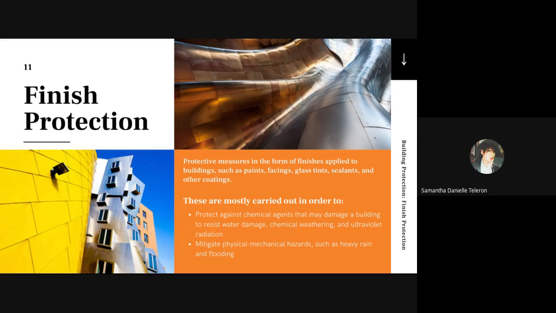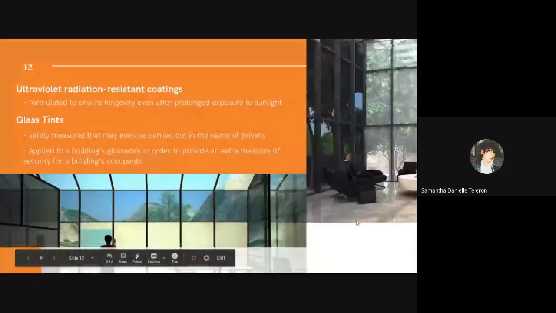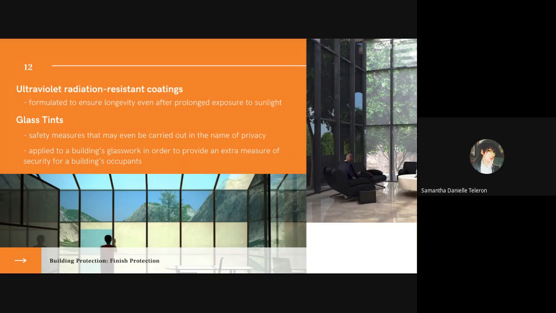These are mostly carried out in order to protect against chemical agents that may damage a building, like chemical weathering, and to mitigate physical mechanical hazards such as heavy raining and flooding in the case of sealants and waterproofing. Ultraviolet radiation resistant coatings are formulated to ensure longevity even after prolonged exposure to sunlight.